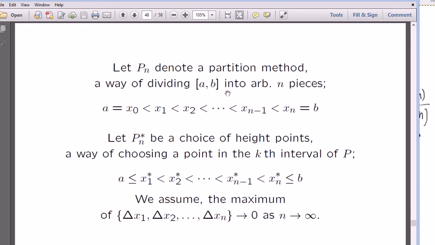But when you say the partition method and choice of height points, we assume that these intervals keep getting refined. We don't want to leave one big chunk whose size never decreases. So we have to look at the interval length of each of the partitions into n subintervals. We have to assume that all of them together are refined, going to 0. The maximum length of these intervals eventually must get smaller and smaller. So these are the notations, the summation, Pn and Pn star.